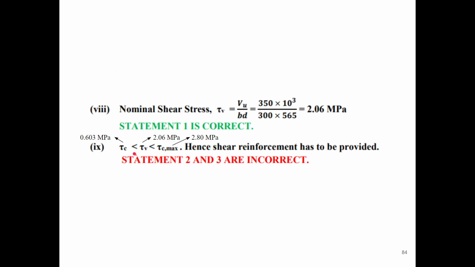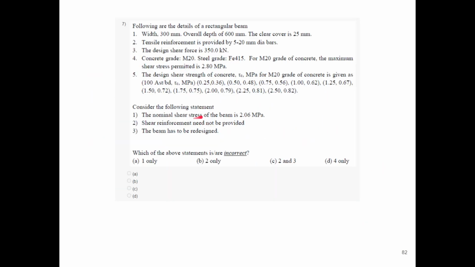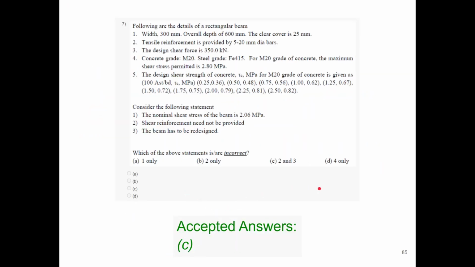So as you can see, tau c is less than tau v is less than tau c max, okay? So hence we have to provide shear reinforcement, and because it is less than tau c max, it does not need to be redesigned, okay? So one is correct because 2.06 megapascal is nominal shear stress, but shear reinforcement needs to be provided and the beam is okay, it does not need to be redesigned, okay? So 2 and 3, both are incorrect. So correct option is C, okay? C is the correct option. So as you can see, C is the correct option.